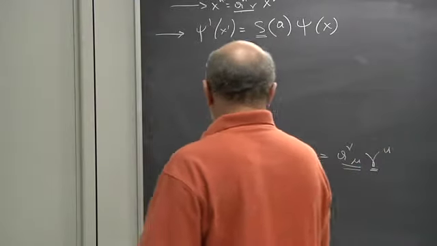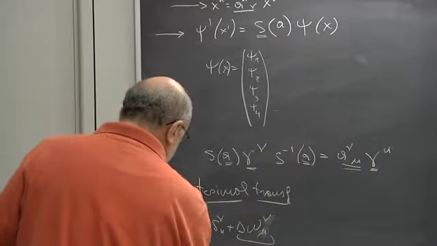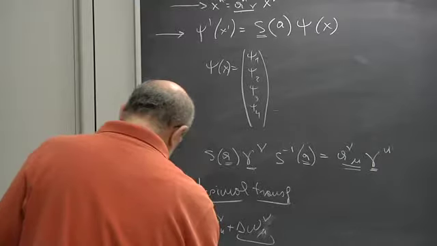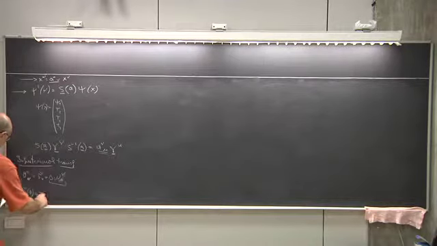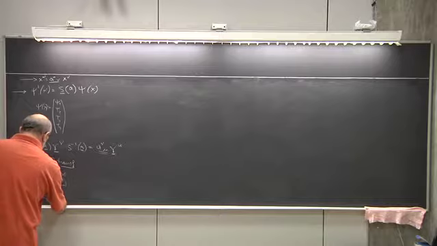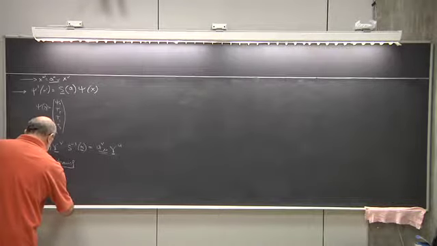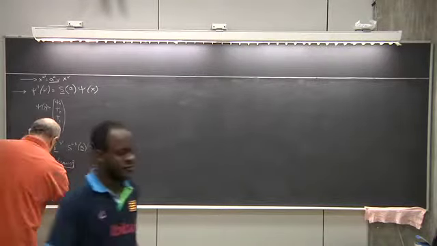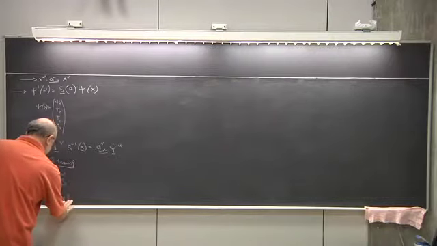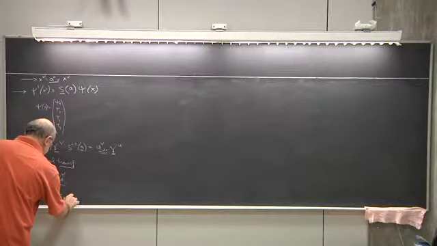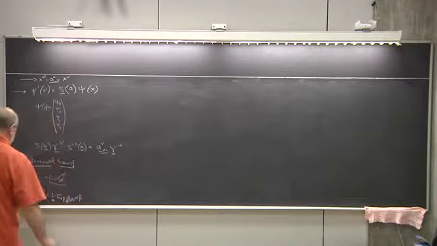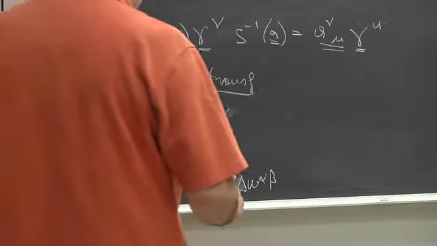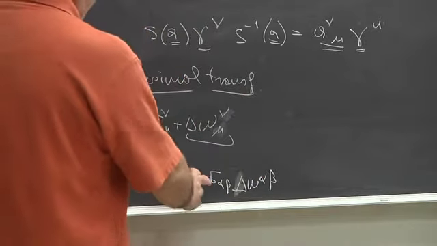Now, how do we write the S? The S we will write in the following manner. It will also be infinitesimal. So we will write it as the identity minus i times sigma alpha beta delta omega alpha beta. Now, what I said yesterday, let's be very careful.